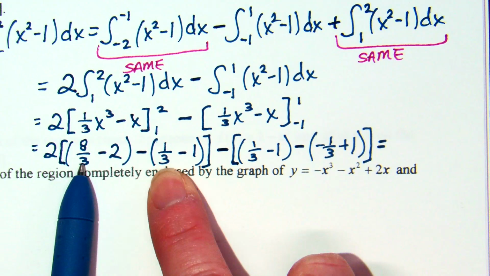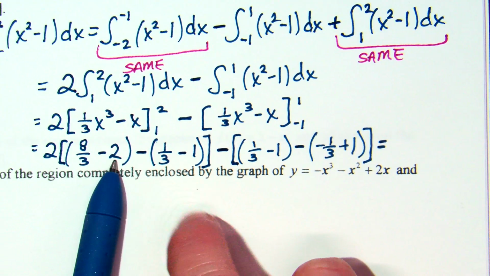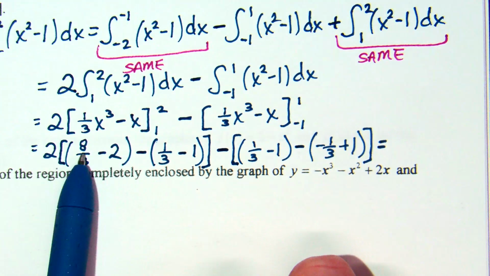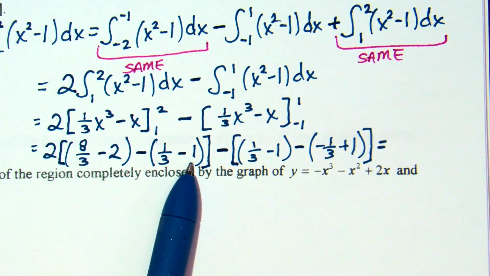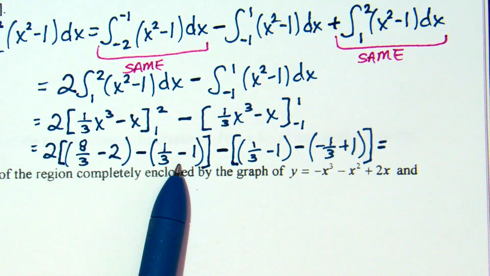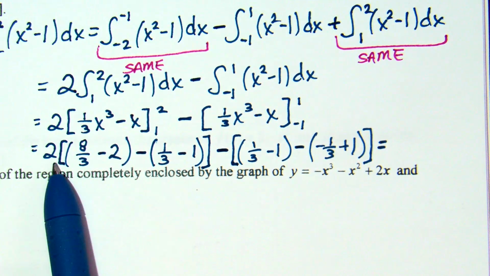8/3 minus 2, well 2 is 6/3. 8/3 minus 6/3 is 2/3. Hold that thought. Over here, 1/3 minus 1, negative 2/3. So 2/3 minus negative 2/3, 4/3. And we have that 2 out front because we were doubling the integral. So 4/3 times 2 is going to be 8/3. That wasn't as horrible as I thought it would be.